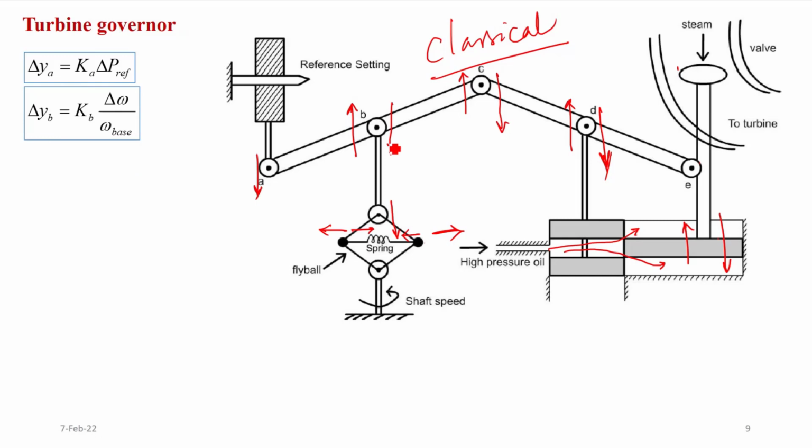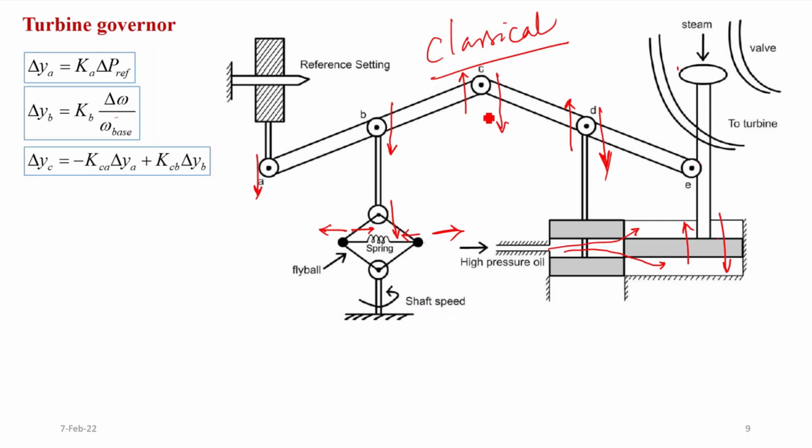Now, coming to point B, if I consider a positive incremental change in point B, then your delta YB will be equal to Kv delta omega, right? So as your speed increases, this will also go down, and it will increase the power here, right? So therefore, delta YB is equal to Kv into delta omega by omega B. In order to make it in power units, I have written delta omega by omega base.